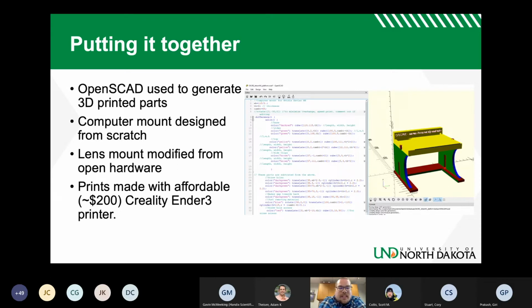But in the scheme of things, for any sort of institution to have a 3D printer, it's not really a price barrier anymore. Now, whether folks there have the knowledge and expertise to print it, that's a different thing. But 3D printing has become a lot easier to do in recent years.